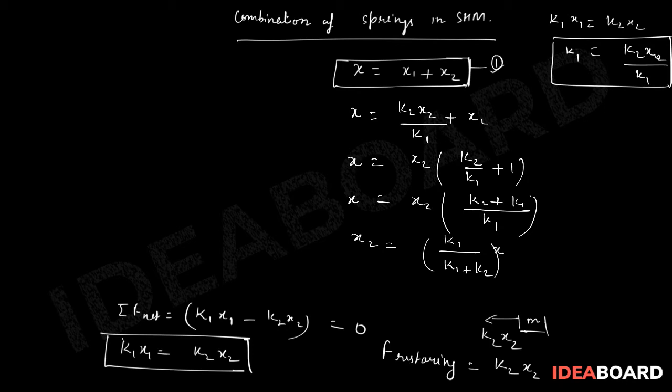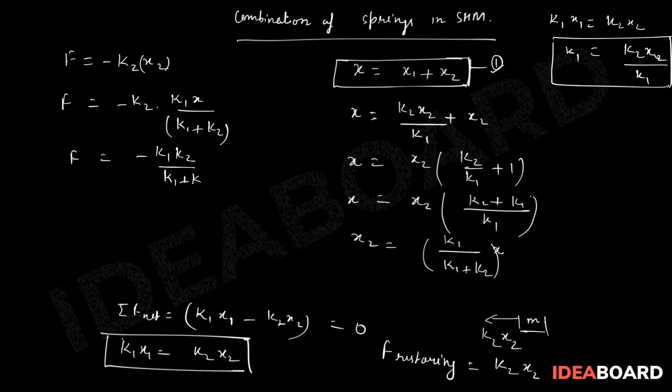So once I achieve this value, we have that F is equal to minus K2 X2. Now we can substitute the value, F is equal to minus K2 into X2. X2 is K1 X upon K1 plus K2. So this F can be written as minus K1 K2 upon K1 plus K2 into X. So let us say this term we can call K equivalent. So we can say that F is equal to minus K equivalent into X.